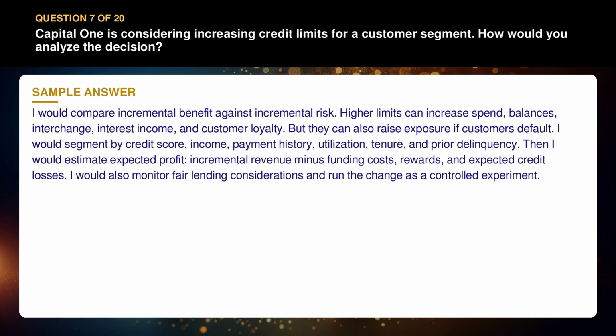I would segment by credit score, income, payment history, utilization, tenure, and prior delinquency. Then I would estimate expected profit, incremental revenue minus funding costs, rewards, and expected credit losses. I would also monitor fair lending considerations and run the change as a controlled experiment.